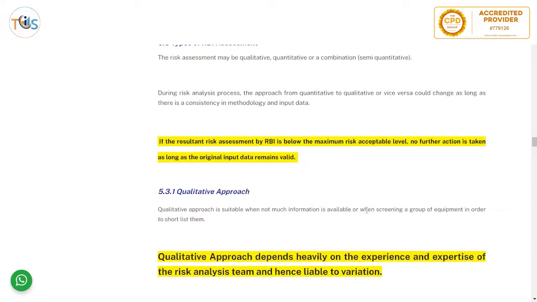And the methodology, if you change, for example, you change a software, we might have different results because the philosophy and the logic model on the software on a quantitative one might be different. If the resultant risk assessment by RBI is below the maximum risk acceptable level, no further action is taken as long as the original input data remains valid.